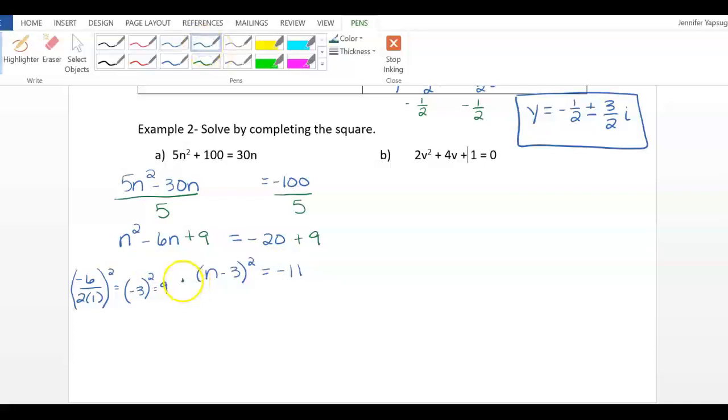We're going to then take the square root of both sides. So I get n minus 3 equals plus or minus i square root 11. And then I'm just going to add 3 to both sides. So my final answer is n equals 3 plus or minus i square root 11.